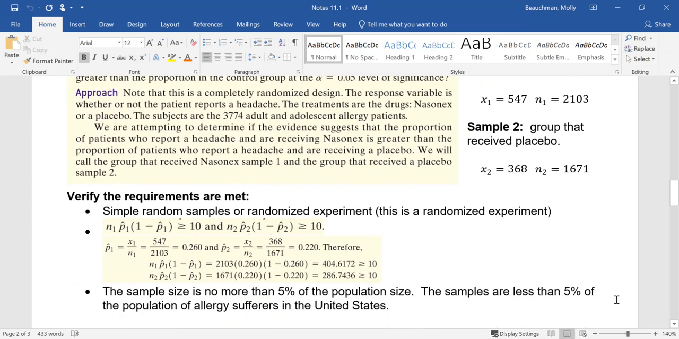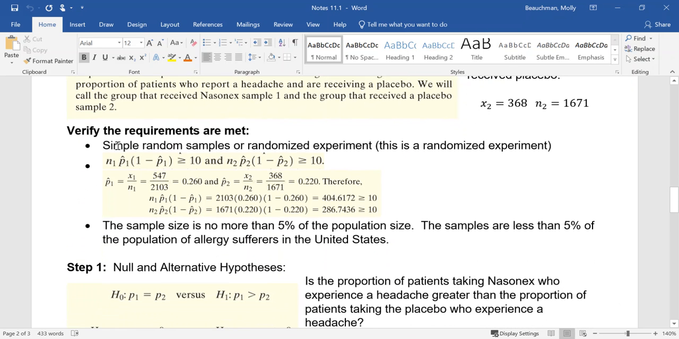We have to verify the requirements are met. The first requirement is random. They're both random. This is a randomized experiment, placebo group or the drug group. Then you have to check that each of these requirements is met. These mean the sample size is large enough. So substitute your values. p hat 1 is your x1 divided by n1, so about 0.260. So 26% of patients reported a headache. For p hat 2, 22% reported a headache. Substitute your values in and make sure that both of those are greater than or equal to 10. The third requirement is the sample size is no more than 5% of the population size, and there's not a formula for this.